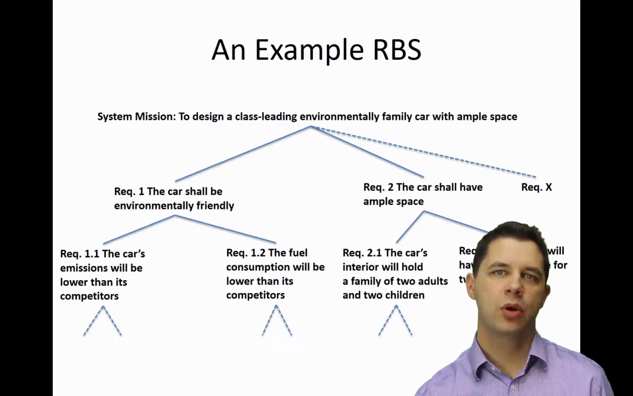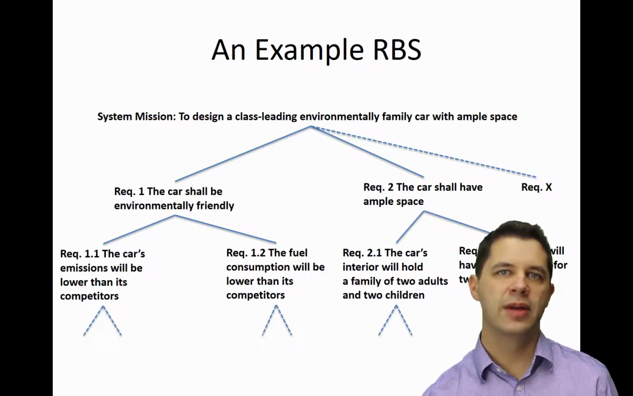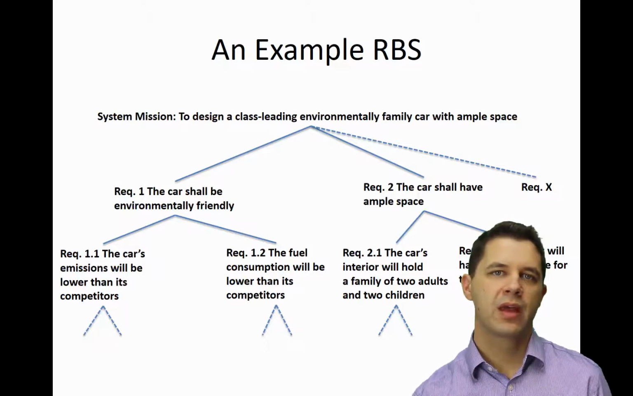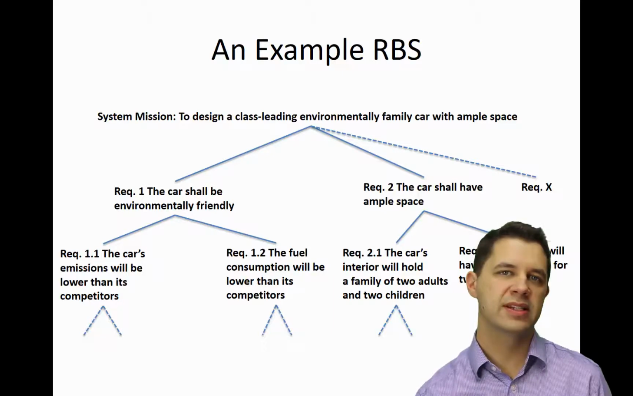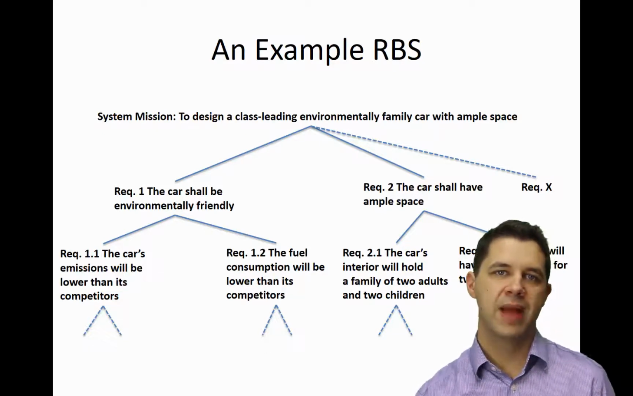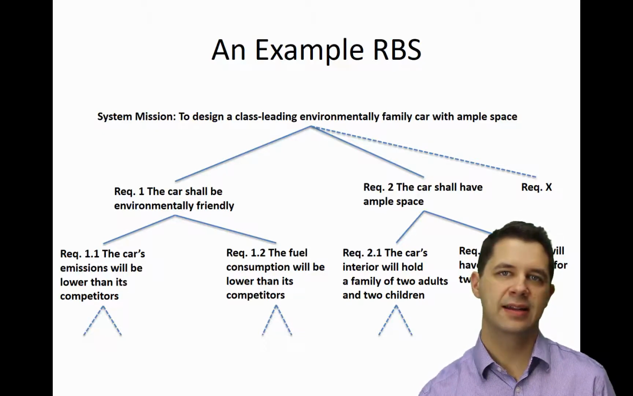So here's an example requirements breakdown structure. In this case, we're creating a class-leading, environmentally friendly family car with ample space. And so we've got a few requirements there. Firstly is the requirement that the car will be environmentally friendly. And we've got sub-requirements there relating to the emission standards of the car and fuel consumption of the car. And it's to a measurable standard below what the competitors are actually working with. So it's class-leading in that regard.